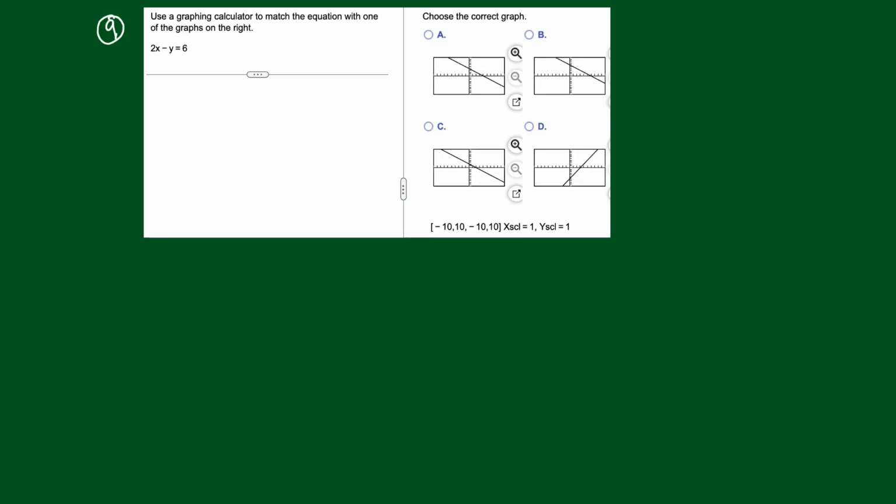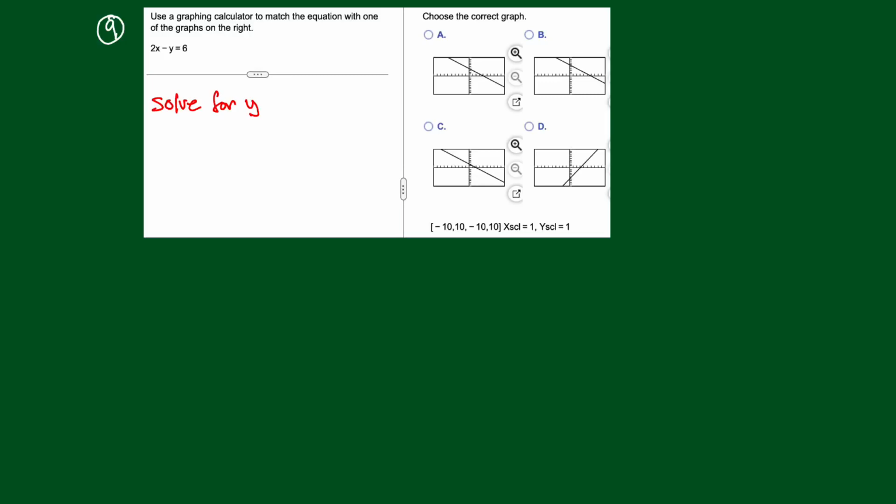What we are asked to do in this problem number 9 is to use our graphing calculators to match the equation right here to one of these four graphs. So first up, we need to solve for y. We need to get y equals something because that's how we put things in our calculator. So let's solve for y.